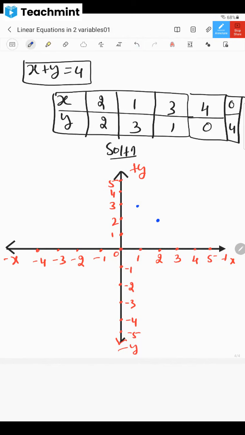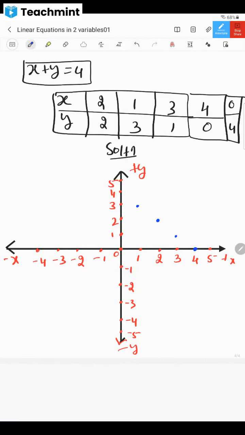Next, what is that? (3, 1). (3, 1) means 3 and 1. Somewhere it comes, no? So it comes here. Look at this. This is 3 and this is 1. (3, 1). Right, dear children? Then (4, 0) is somewhere here.